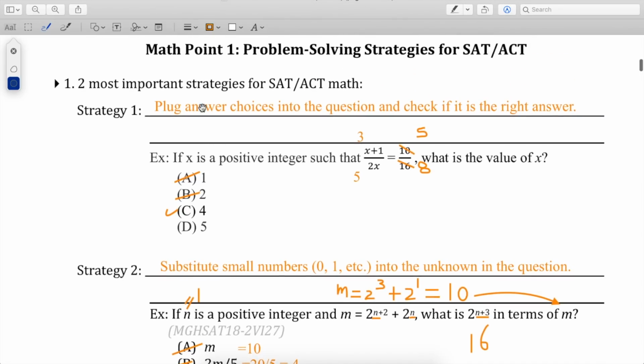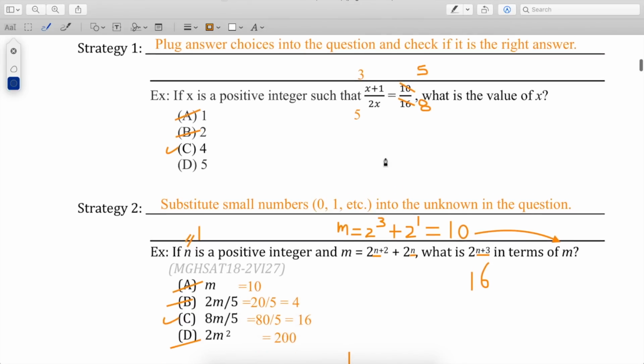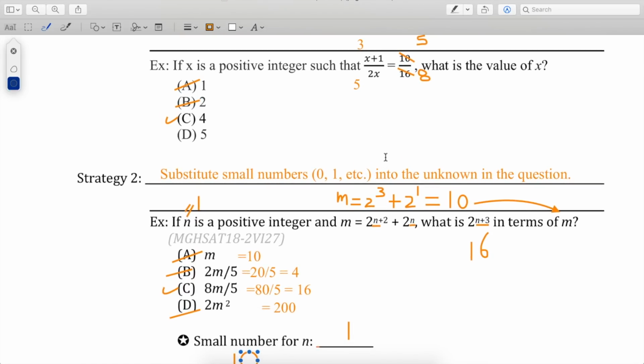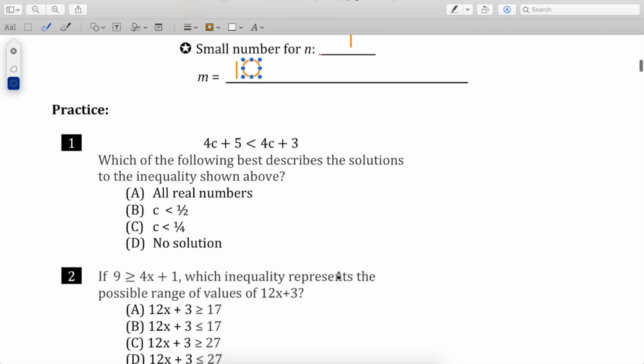Strategy 1 is you plug the choices into the question. You look at the choices and you plug them into the question and see if the equation works out. And strategy 2 is you substitute any small number that you can think of that satisfies the question. If n is a positive integer, then you put in numbers like 1 or 2 or 3. If it just says x is bigger than y, then let x equal 1 and y equal 0, so that x is bigger than y. And just plug in numbers and check all the choices.